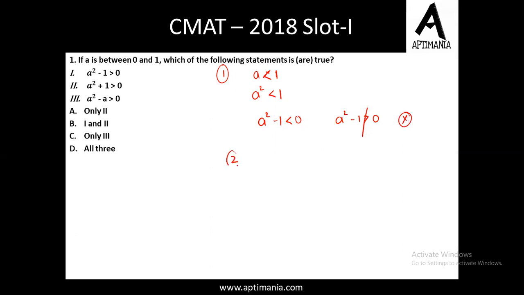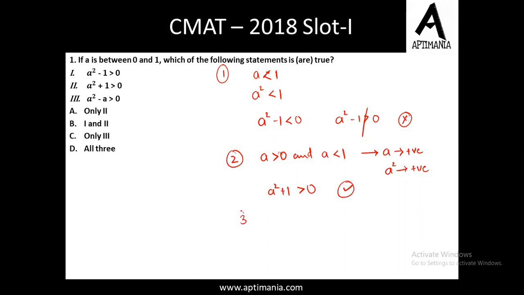Considering the second situation, A can be any number which is greater than 0 and less than 1. So A is positive. If A is positive, A square will also be positive. And if we are adding A square to 1, the result will be positive. So the second statement, A square plus 1 is greater than 0, is a correct statement.